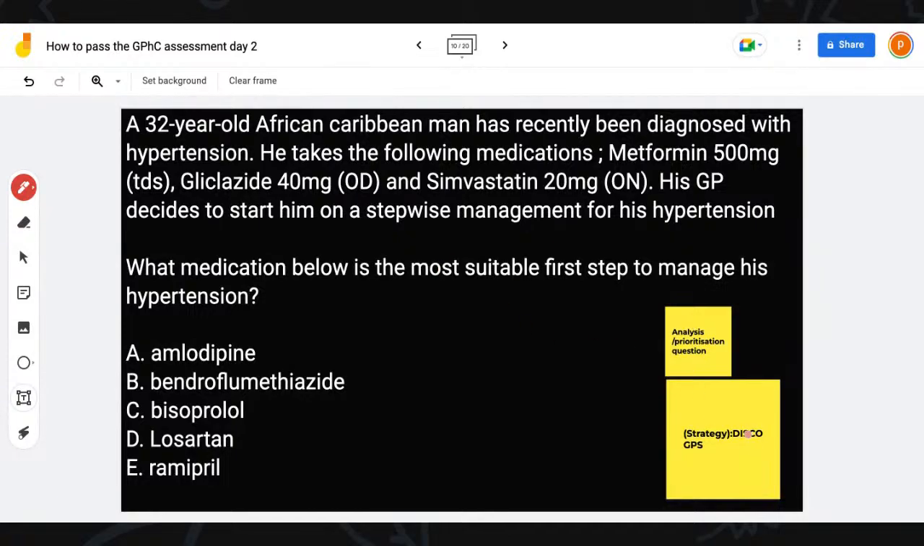So by applying DISCO, remember DISCO and then GPS, start off with DISCO. You have to ask yourself, with all these questions, you're going to have a scenario like I showed you yesterday. You're going to have a question. You're going to have 5 options in alphabetical order. So the first thing we want to ask ourselves is D, which is drugs. Are there any drugs involved in the question? And what does that tell you? So there's always information. So are there drugs? Yes. What are the drugs we can see? This patient's on metformin. This patient's on glycoside. This patient's on simvastatin. What does this tell us?